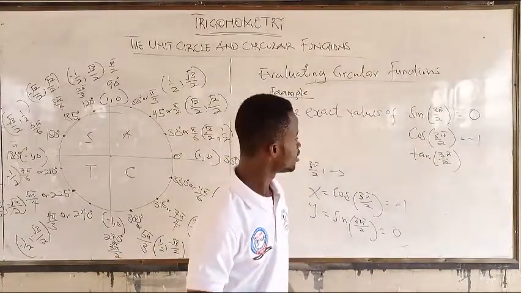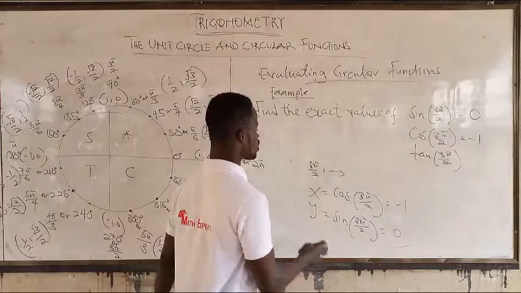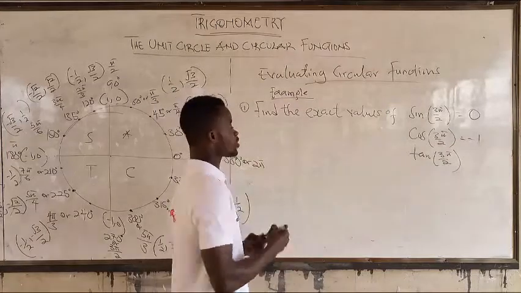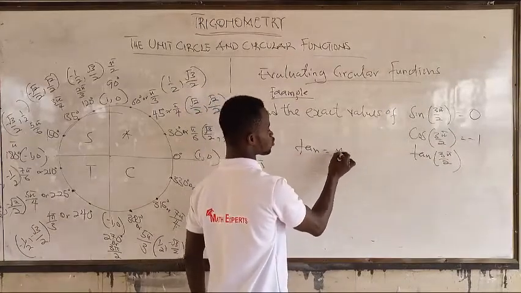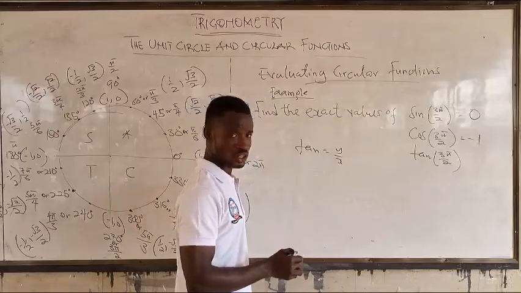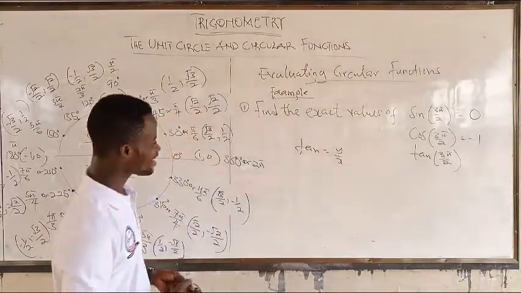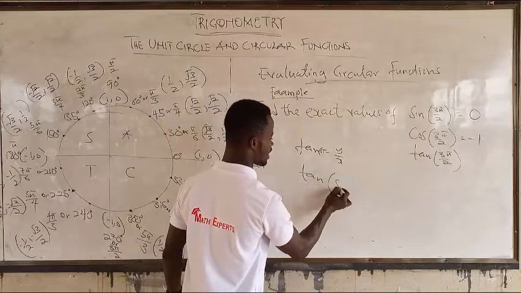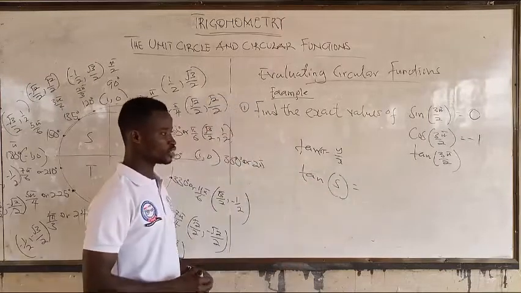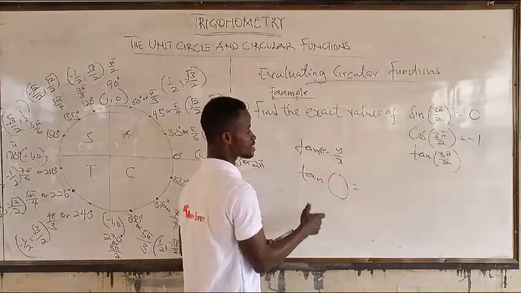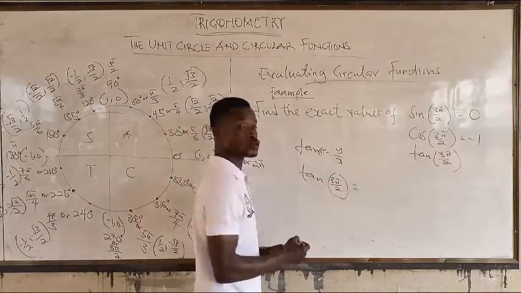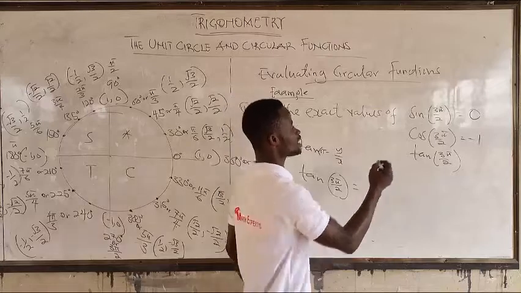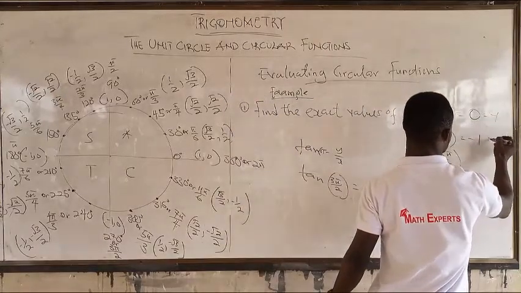What are we going for now? Time. Don't worry, we can get tan also. From our circular functions, you know that tan is equal to y over x. So tan of 3 pi over 2 is going to be y over x, where this represents the y and this represents the x.